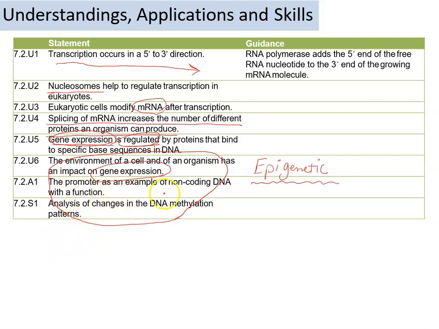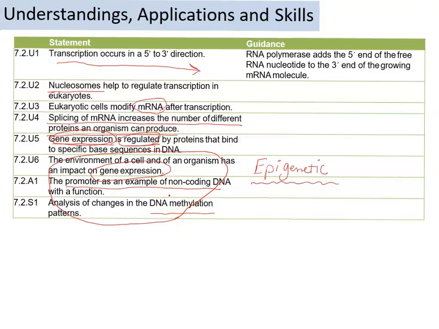The promoter as an example of non-coding DNA with the function, analysis of changes in the DNA methylation patterns. So we are talking about how this epigenetic is functioning, how does this work, what does the methylation mean, and the function of the promoter, which is a kind of non-coding DNA, and its function. So these are the things that we are going to learn at this section, and it is so exciting and interesting.